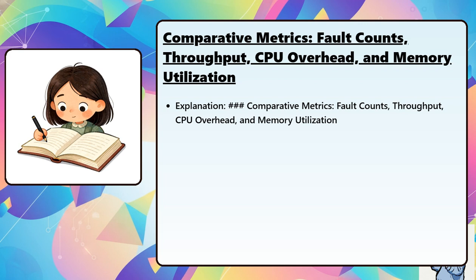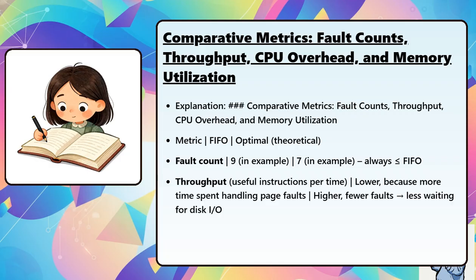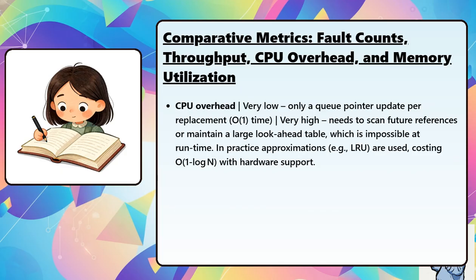Explanation: comparative metrics: fault counts, throughput, CPU overhead and memory utilization. Fault count: FIFO has 9 in the example, optimal has 7, and is theoretically always less than or equal to FIFO. Throughput: FIFO is lower, because more time is spent handling page faults; optimal is higher, with fewer faults and less waiting for disk I/O. CPU overhead: FIFO is very low, only a pointer update per replacement, O(1) time; optimal is very high, needing to scan future references or maintain a large look-ahead table, which is impossible at runtime. In practice, approximations, for example LRU, are used, costing O(1) to O(log n) with hardware support.